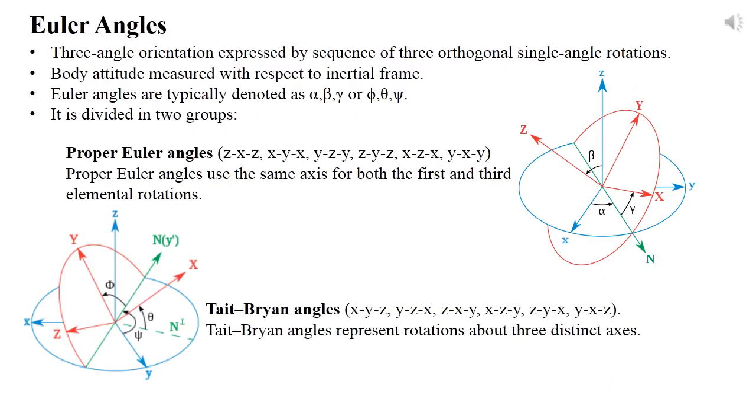Euler angles. Three-angle orientation expressed by a sequence of three orthogonal single-angle rotations. Body attitude is measured with respect to the inertial frame. Euler angles are typically denoted as alpha, beta, gamma or phi, theta, psi. It is divided into two groups, proper Euler angles. Proper Euler angles use the same axis for both the first and third elemental rotations. Tait-Bryan angles. Tait-Bryan angles represent rotations about three distinct axes.